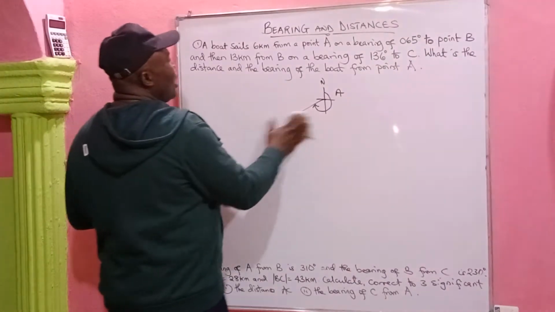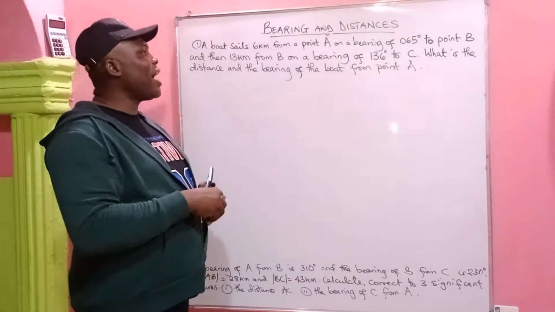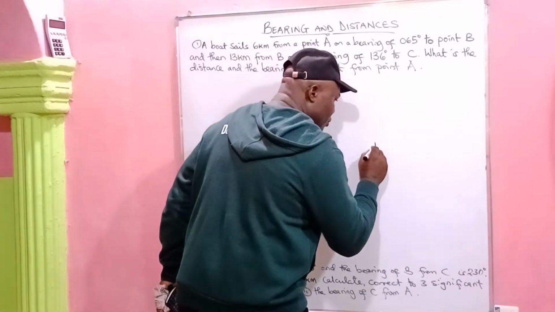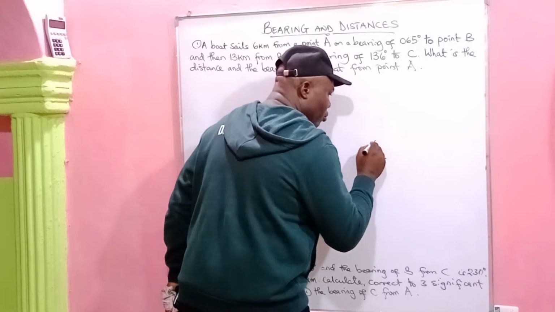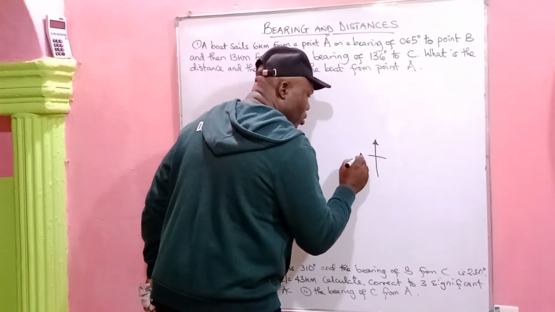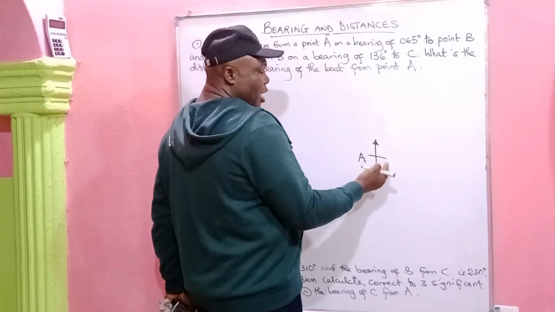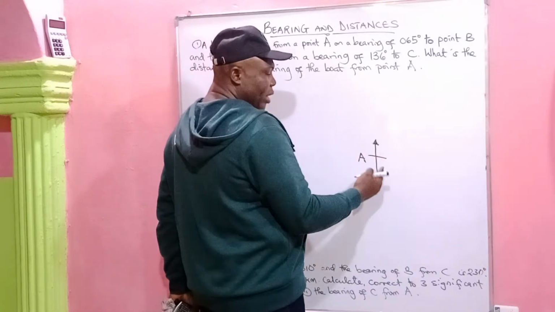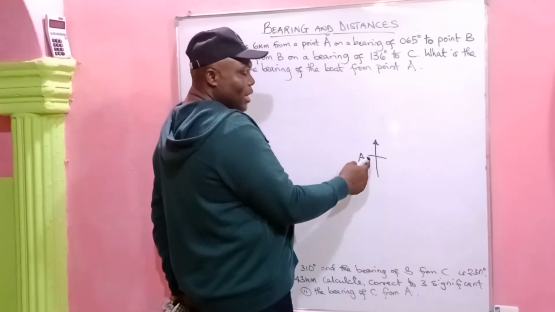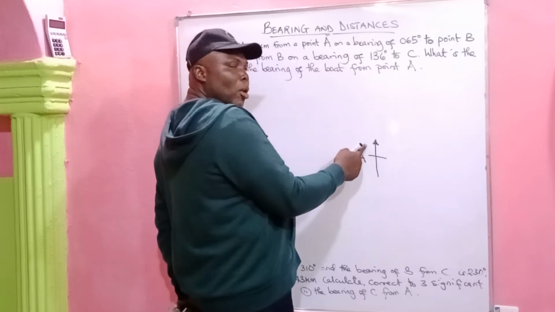So we have that a boat sails from a point A on a bearing of 065 degrees. Let's say this is point A. We want to move on a bearing of 065. From here to here is 90. If you have a line this way, it will be greater than 90 but less than 180. If you're moving this way, it is greater than 180 but less than 270. And if you're moving this way, it is greater than 270 but less than 360.